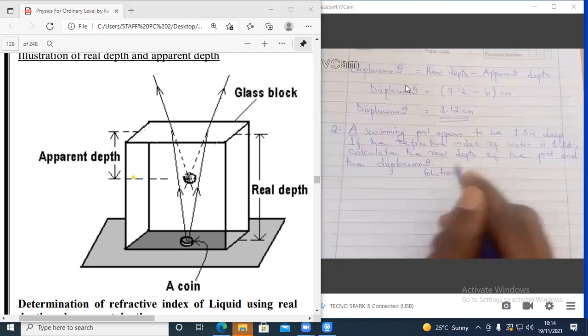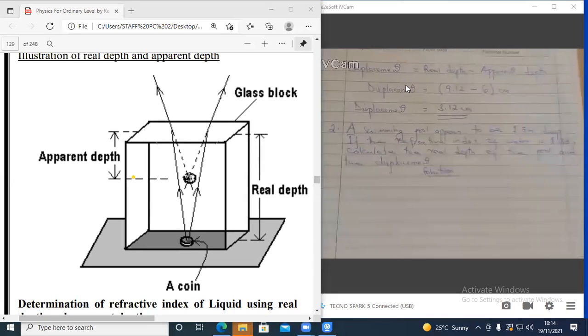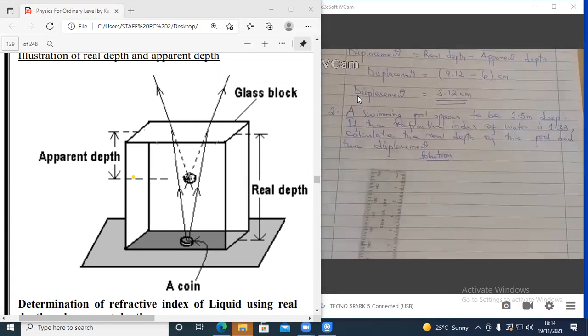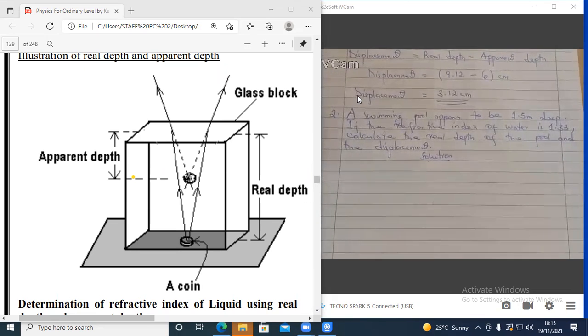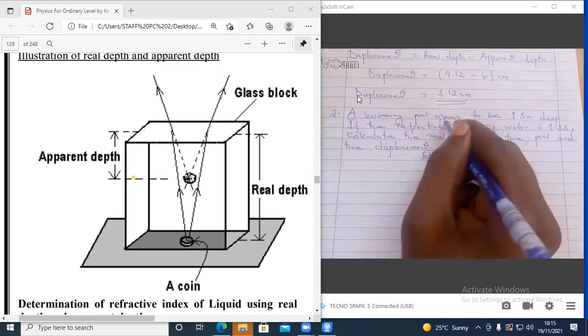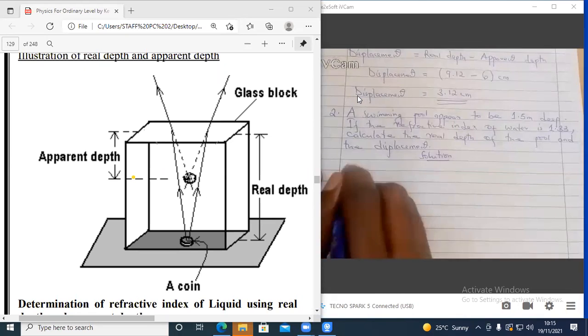Solution. Members, let me just have a sketch of that. But you cannot even sketch it. You can just go straight to the calculation. So what have they given us? What is this 1.5 meters? Is it the apparent depth or the real depth? Apparent, because of the word appears. Which means it is the apparent depth.